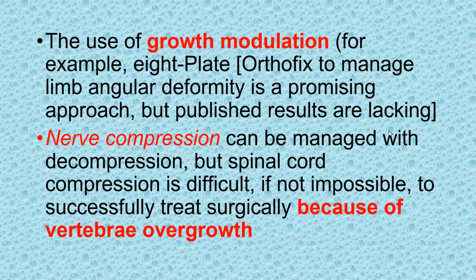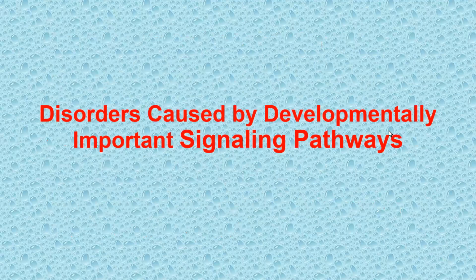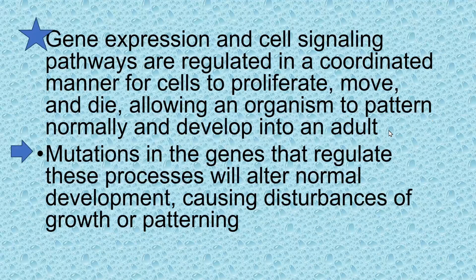Disorders caused by developmentally important signaling pathways. Gene expression and cell signaling pathways are regulated in a coordinated manner for cells to proliferate, move, and die, allowing an organism to pattern normally and develop into an adult. Mutations in the genes that regulate these processes will alter normal development, causing disturbances in growth or pattern.